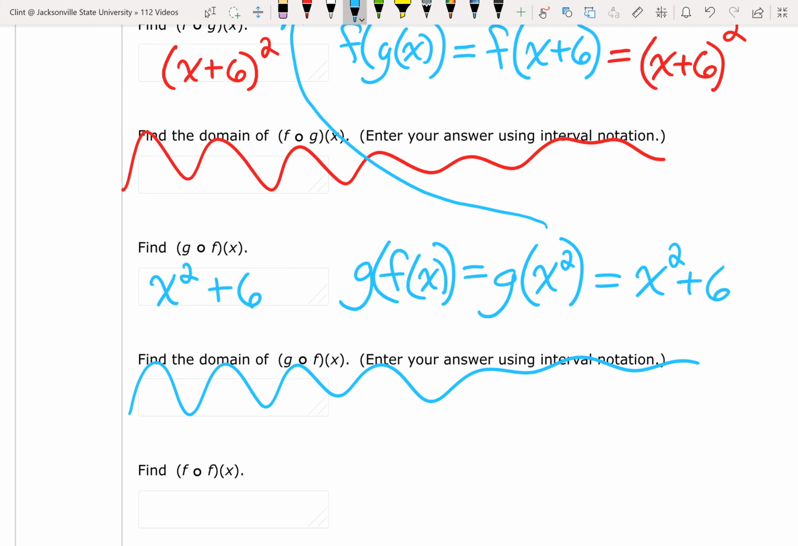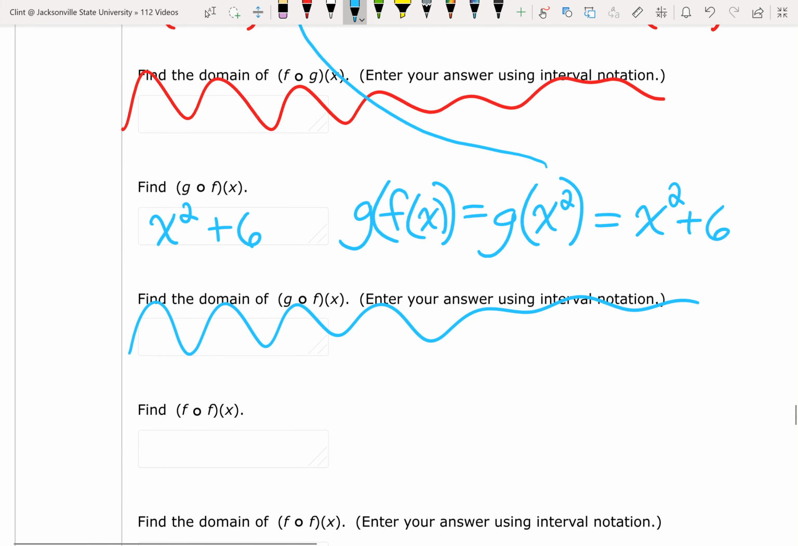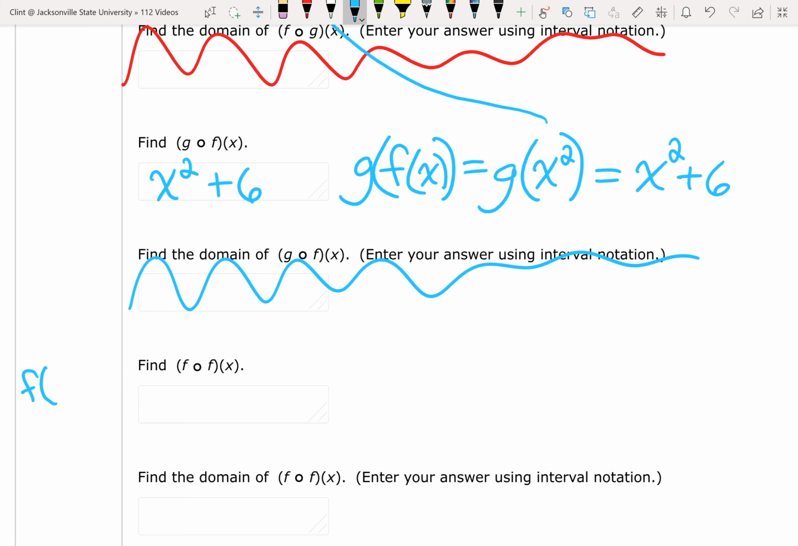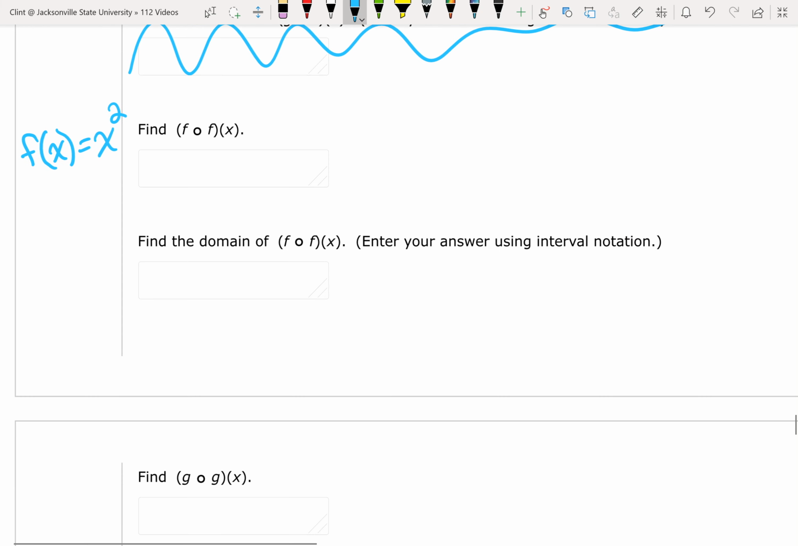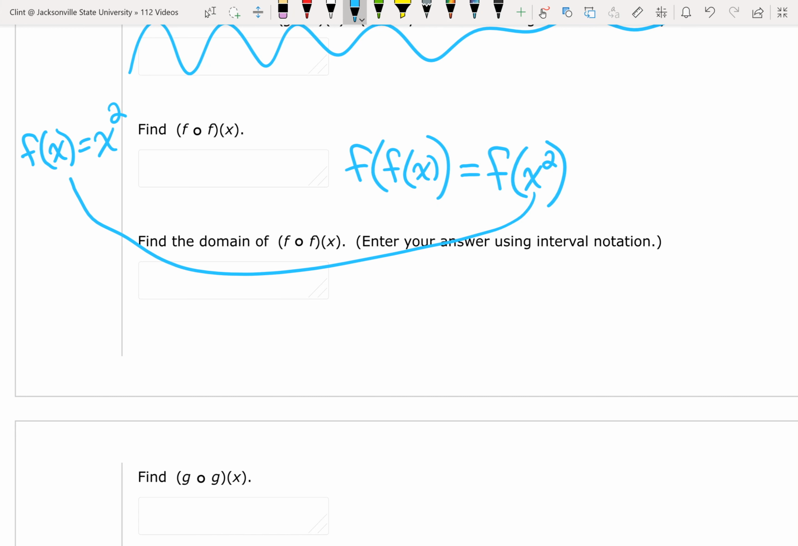Next one says find f composed with f. That's a little weird. I'm going to move our function down here. So f of x is x squared. I'm just rewriting that so we don't have to scroll back and forth. Okay, so f composed with f means f's going to be on the outside and on the inside. So f of x is x squared. Now this says we take x squared and plug it in for x, so we're going to have x squared squared, which is x to the 4th, right? You multiply the exponents, so x to the 4th.